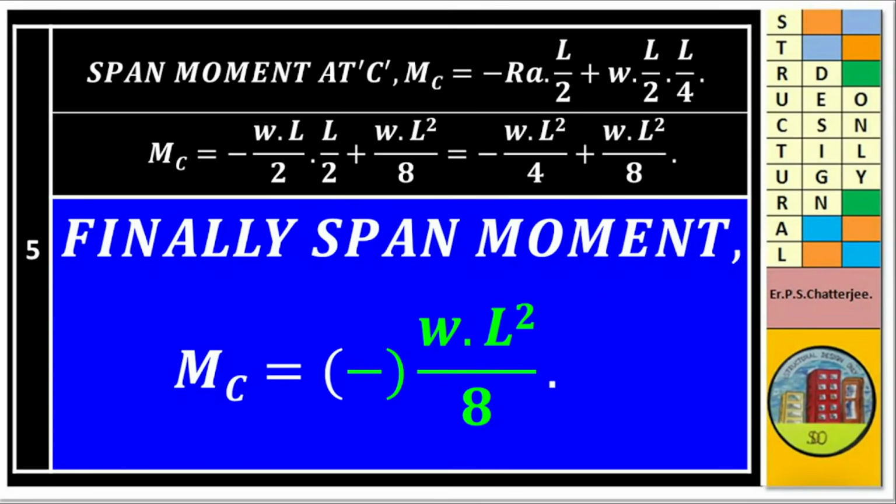So, bending moment at center MC is equal to W into L by 2 into L by 2 plus WL square by 8 is equal to WL square by 4 plus WL square by 8. Finally, span moment MC is equal to minus WL square by 8.